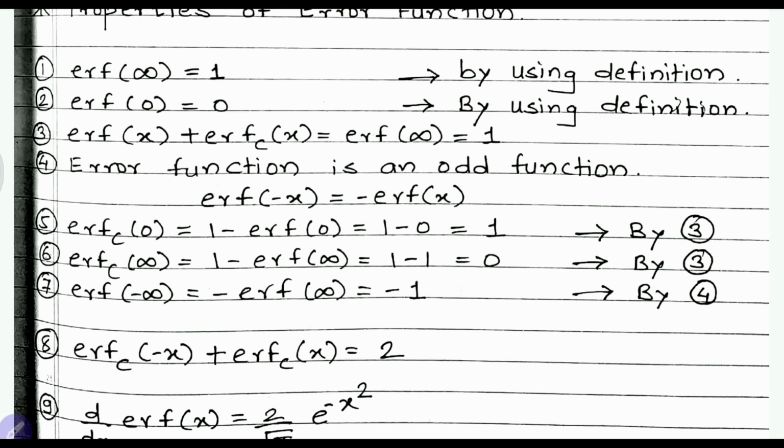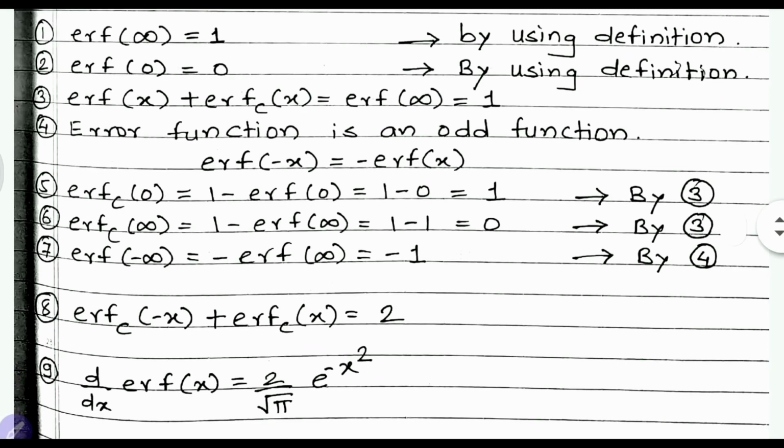Now error function of minus infinity, if you want to find out, it is equal to what? Minus of error function of infinity, because error function is an odd function, right? So it will give you minus 1 by property number 4.